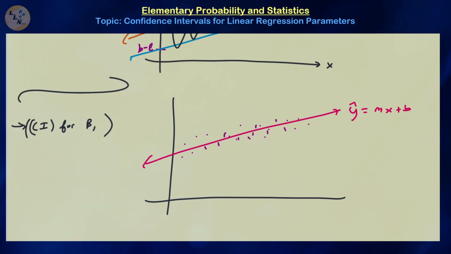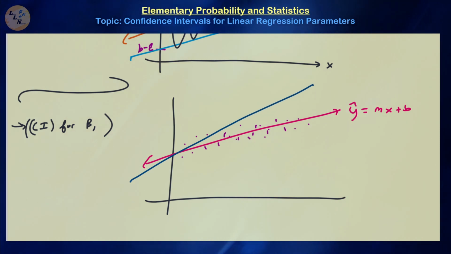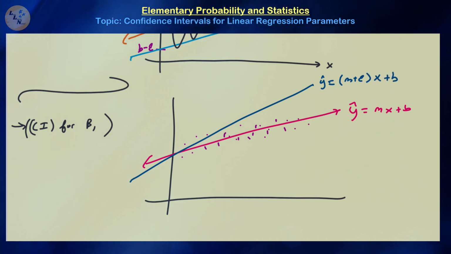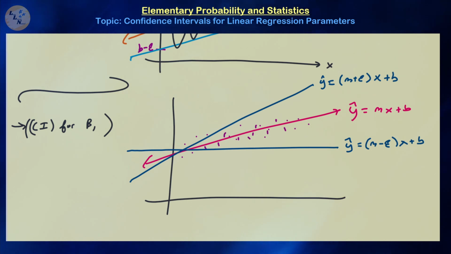And let's change this m. So we're going to make our m a little bit bigger, and we're going to make our m a little bit smaller, and we're going to keep b the same, right? So if we keep b the same, that means our next line is going to be somewhere out here, hopefully not too far. So that's going to be y hat is equal to m plus epsilon x plus b. Then we're going to have another line down here. This is going to be y hat is equal to m minus epsilon x plus b.